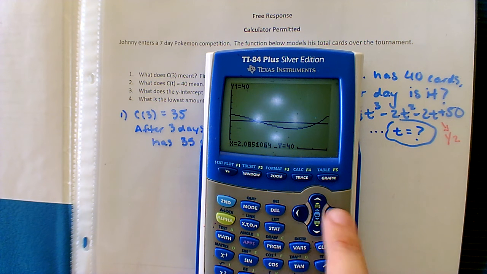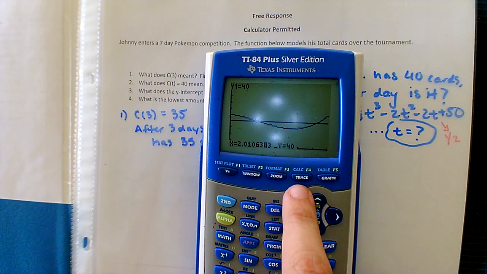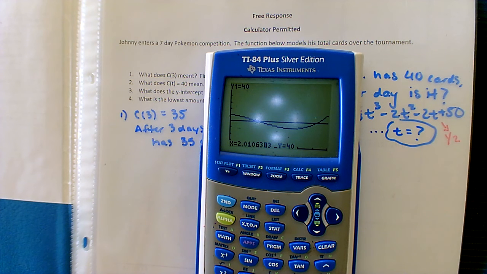All right, so Isaiah was pretty close. Doesn't it look like the intersection's close to 2, 40? We're going to find it exactly. Okay, we're not going to guess it. We're going to let the calculator do the work for us. Get it exactly.